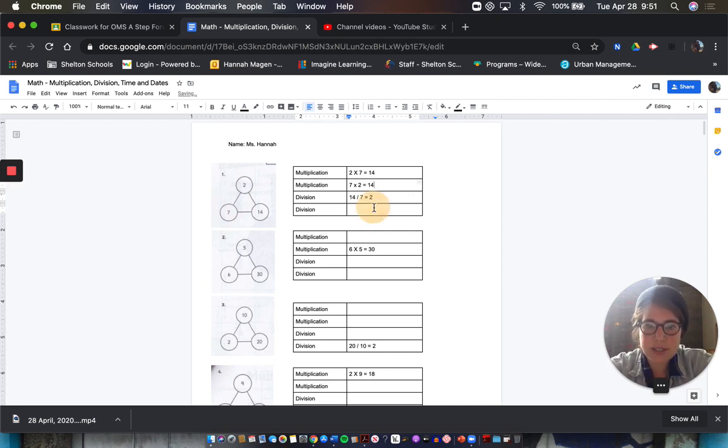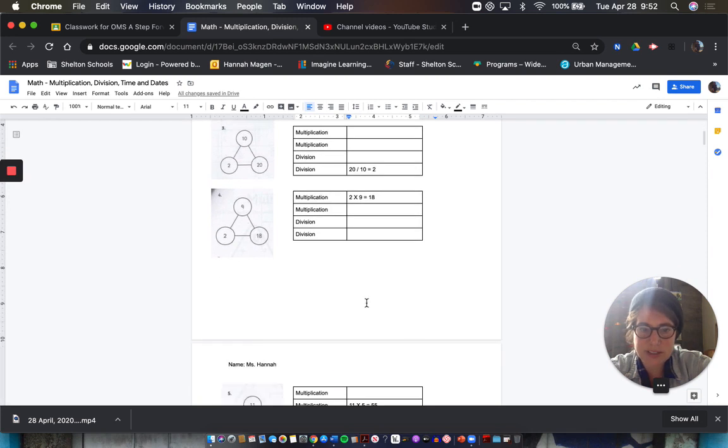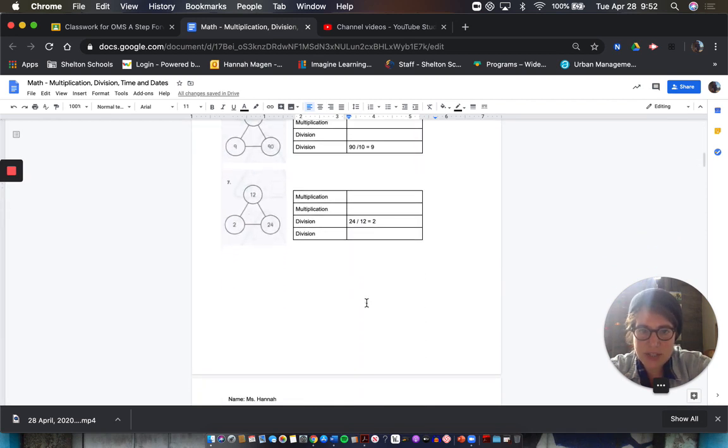All right, how about this division one? We've got 14 divided by 7 equals 2. What if you do 14 divided by 2 equals 7? All right, so we're going to go down, do all that, fill in those boxes. Got a couple pages of that for you.